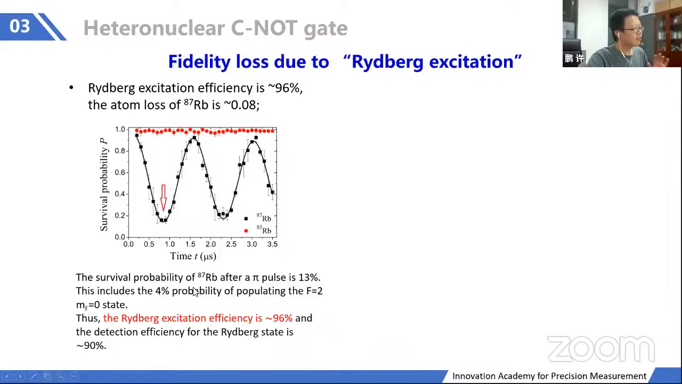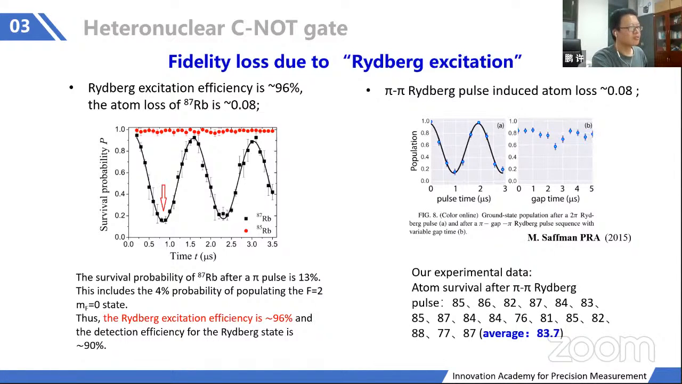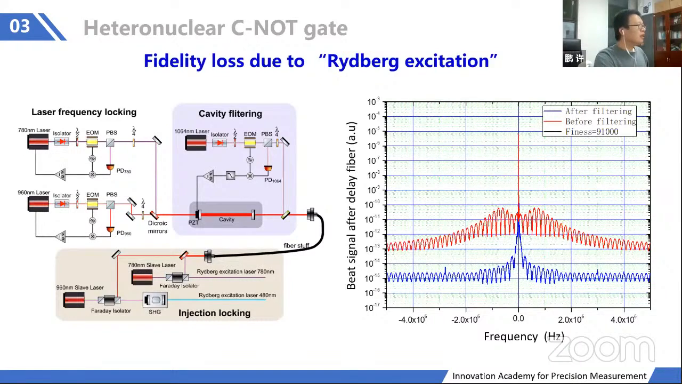So even after we subtract the detection error, the Rydberg excitation efficiency is still not as high as 100%. And also there's some strange pi Rydberg pulse behavior, which was first reported by Mark Saffman. And we also observed some similar problems in our setup. But later, it was realized that this Rydberg excitation loss is due to the laser phase noise.